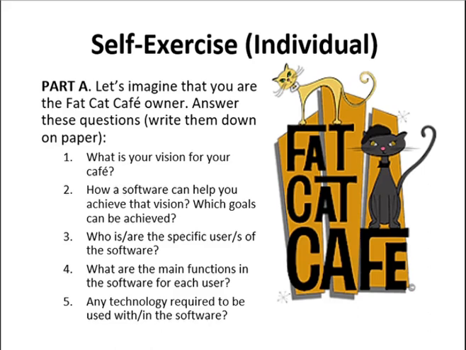Okay, so the self-exercise. You can do it on your own, but let me explain a bit about this. This is part A. Let's imagine that you are the Fat Cat Cafe owner. Answer these questions, write them down on paper. This is going to help you to understand what the vision is, what are the things that you can ask. So basically, now in part A, you are the owner, meaning that there are some other people, the requirement engineers, asking you as the owner of the Fat Cat Cafe. Fat Cat Cafe is just the name of the cafe.